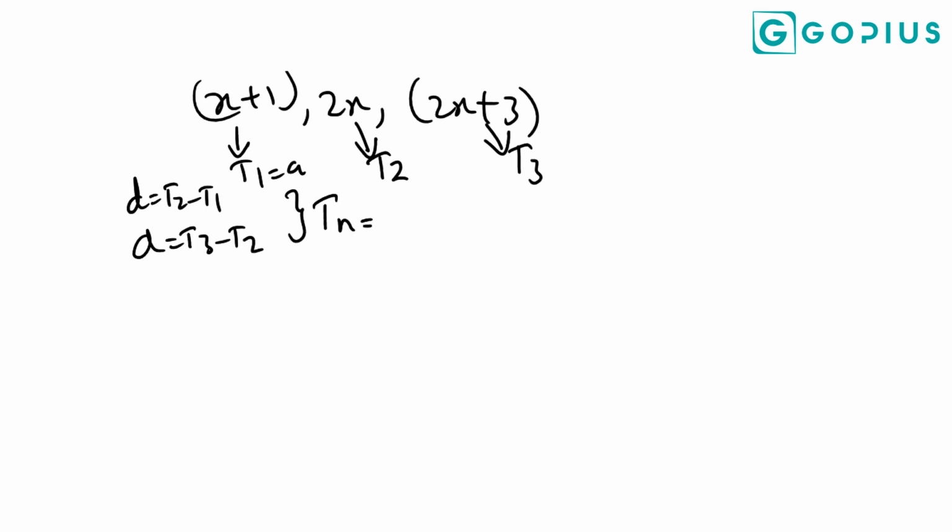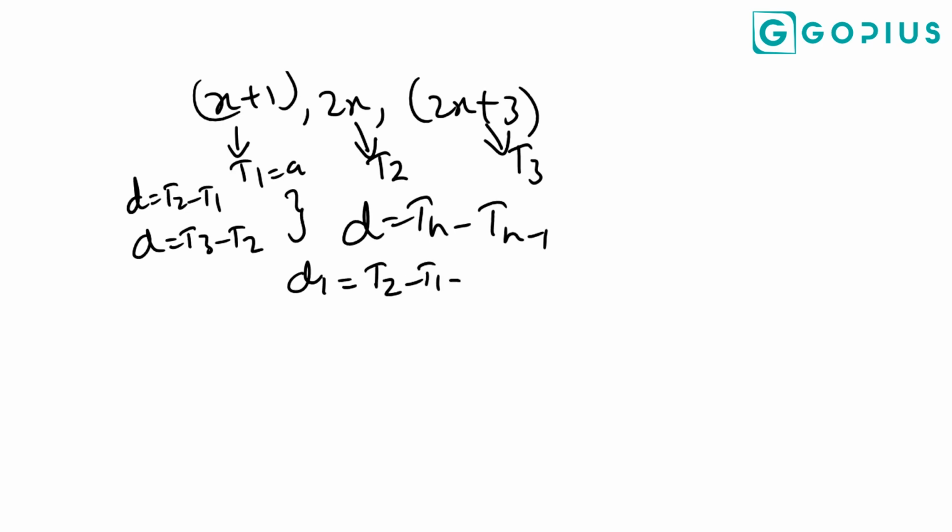So we have it generally as d, the difference, equals tn minus t(n-1). If n is 10, the next guy is n minus 1, 10 minus 1, which will give you 9. So t10 minus t9 is our common difference. Alright, for this question we have just 3 terms. So we can write our first common difference as d1, which is t2 minus t1. So this is going to give us t2, which is 2x, minus t1, which is x plus 1.